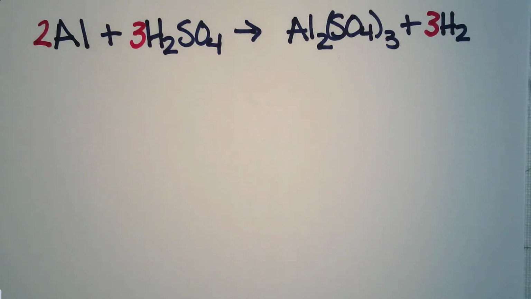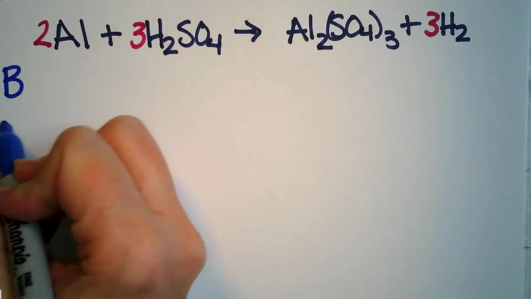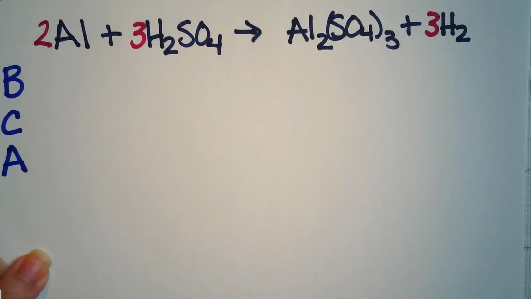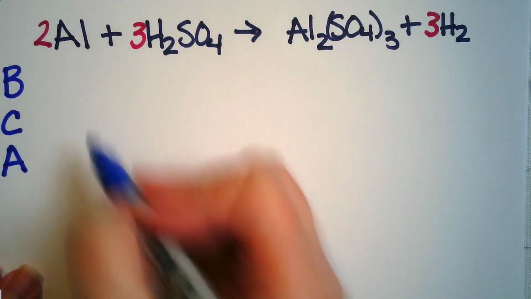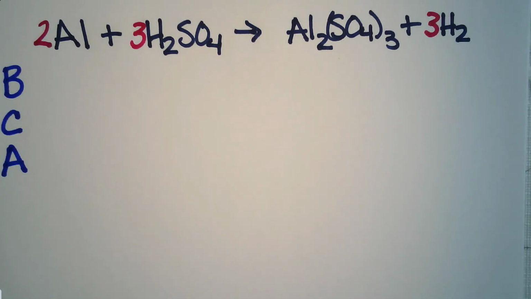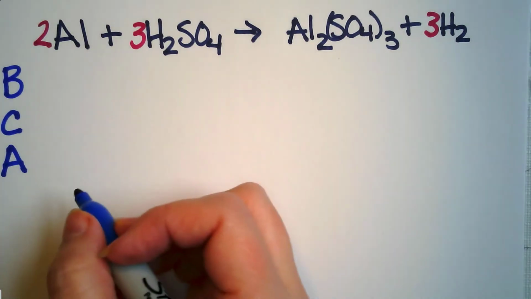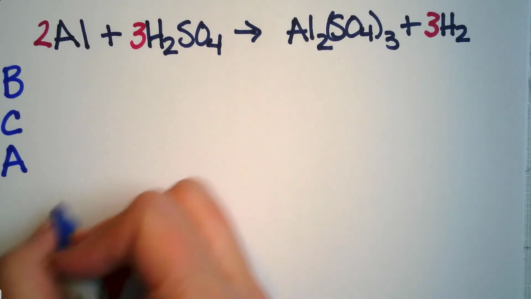Okay, once we have that balanced, we need to look at our problem and see what else we know. In the problem, it tells us we have 150 grams of aluminum. Now, can we put grams of aluminum inside the BCA table? No, we can't do that. Only moles get to go in here. So we need to figure out how many moles 150 grams of aluminum is. Pause this if you need to go through and figure it out. I'll solve it down here.